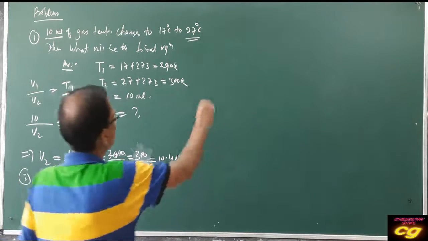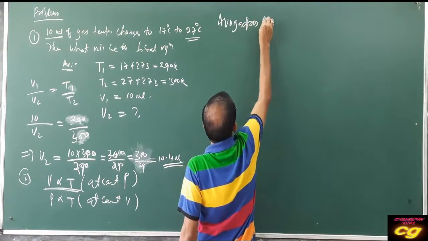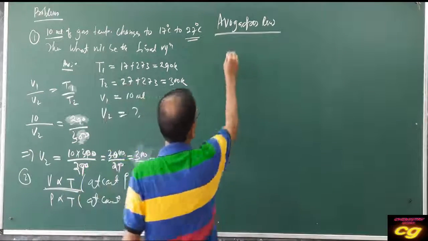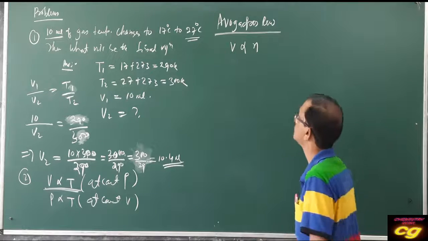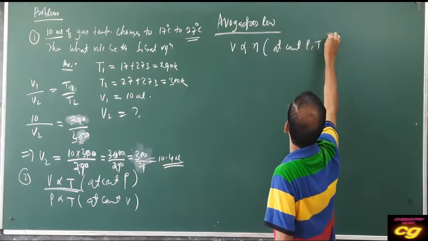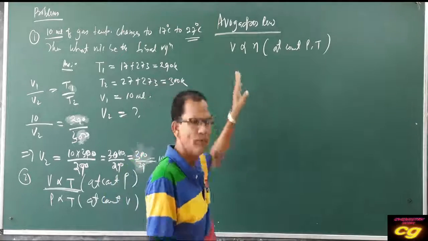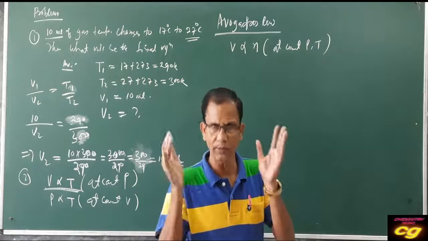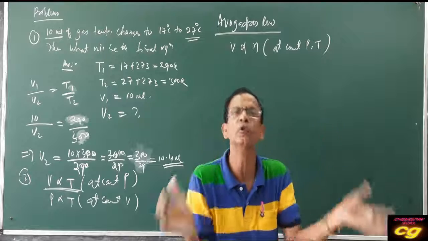Then what is Avogadro's law? According to Avogadro, the volume of a given mass of gas is directly proportional to the number of particles, number of molecules, number of atoms. But the condition is at constant P and T. Both P and T should be constant. If you take more amount of gas, the volume will be more. For example, you have already seen, when you inflate a football by putting some air, if you put more air into the football, then the football volume will increase.